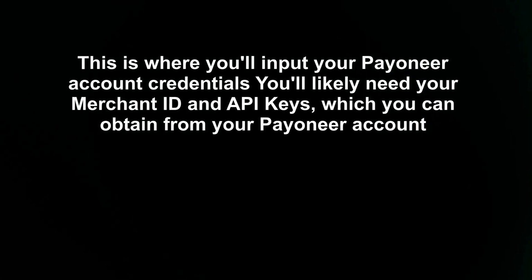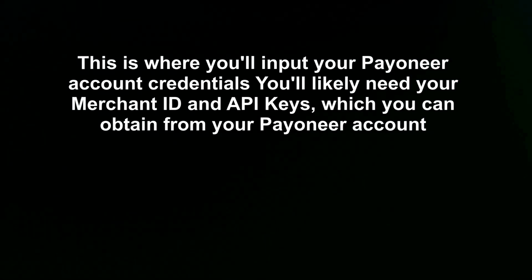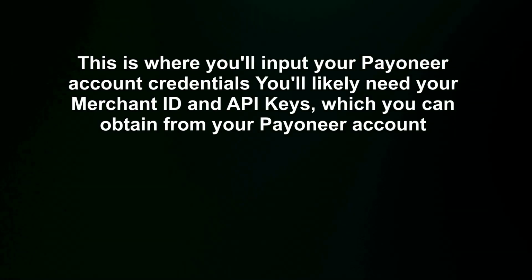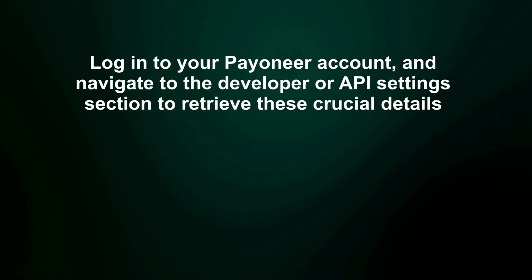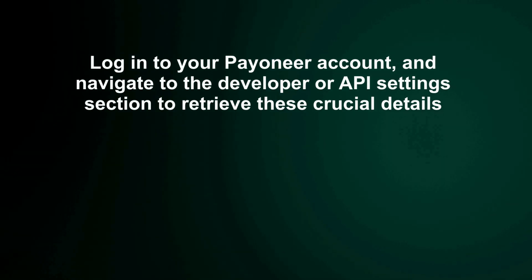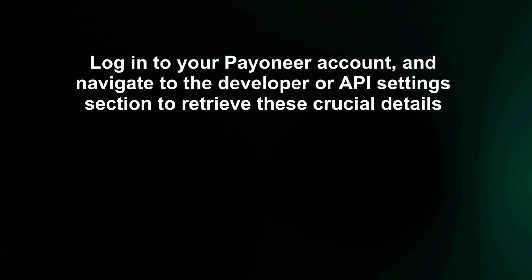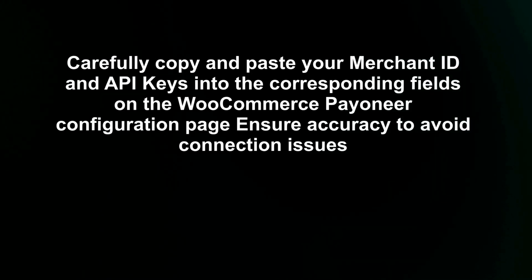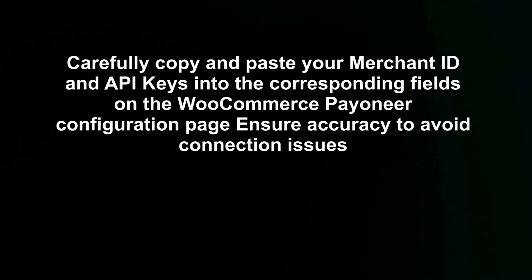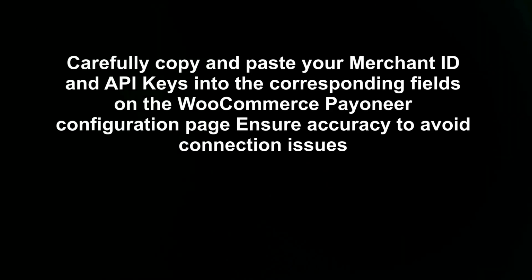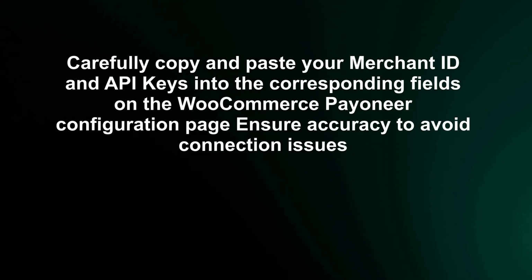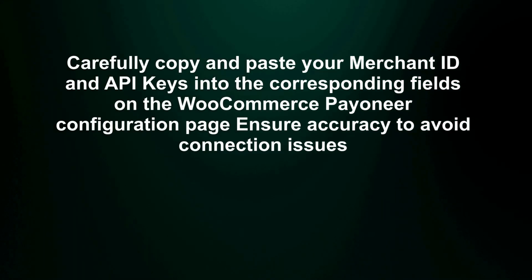You'll likely need your merchant ID and API keys, which you can obtain from your Payoneer account. Log into your Payoneer account and navigate to the Developer or API Settings section to retrieve these crucial details. Carefully copy and paste your merchant ID and API keys into the corresponding fields on the WooCommerce Payoneer configuration page. Ensure accuracy to avoid connection issues.